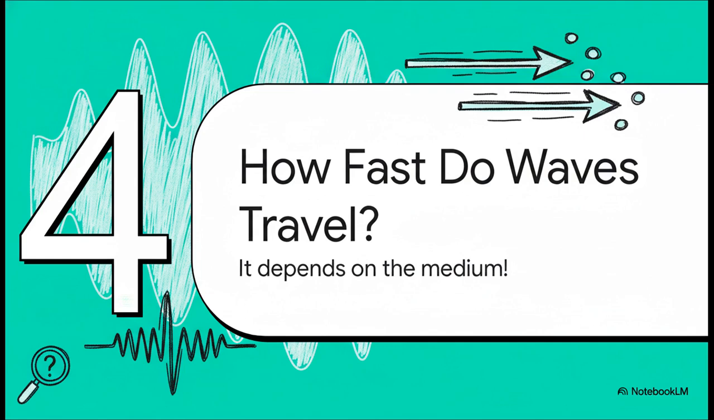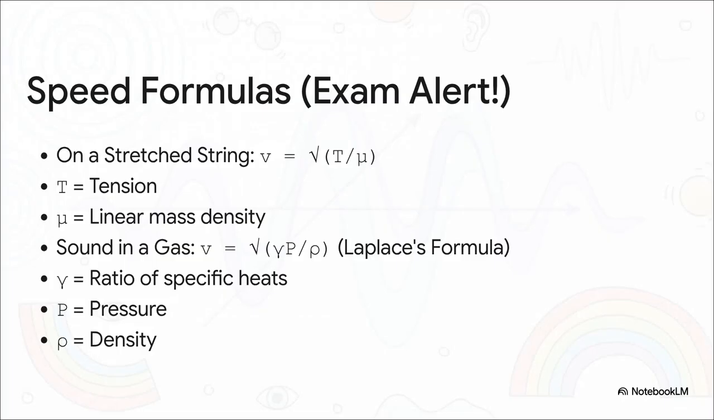How fast do these waves actually travel? What decides their speed? Okay, another huge exam tip right here. The speed of a wave depends only on the medium it's traveling through, not on how big the wave is or how fast it's wiggling. For a string, it's about how tight it is and how heavy it is. For sound in a gas, it's about the gas's properties.